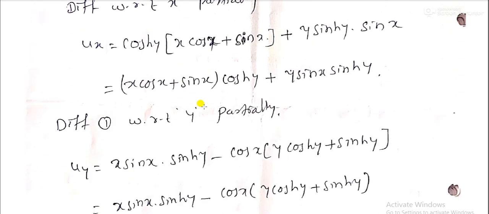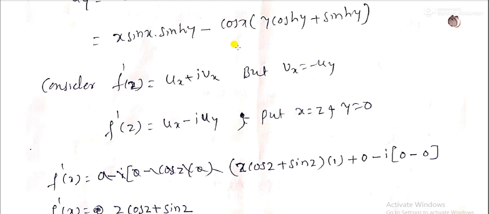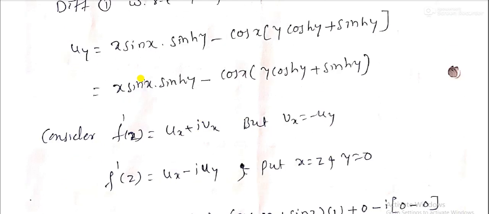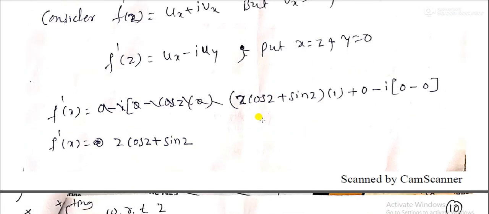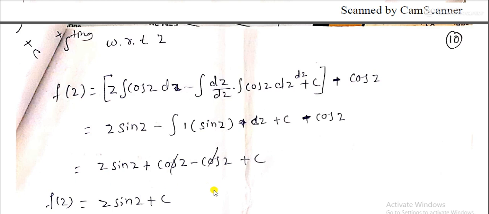If you have any difficulties about this one, you remember here only the CR equations. In place of v_x we can substitute minus u_y, so this equation becomes u_x minus i u_y. Substitute the u_y value and the u_x value, then substitute the standard values x is equal to z and y is equal to 0. After that you get f dash of z, this is z only. Then integrating, we get z sin z.